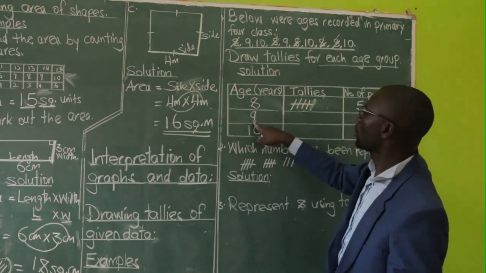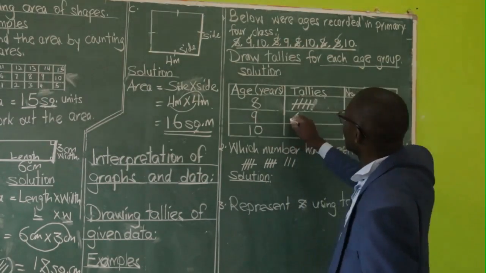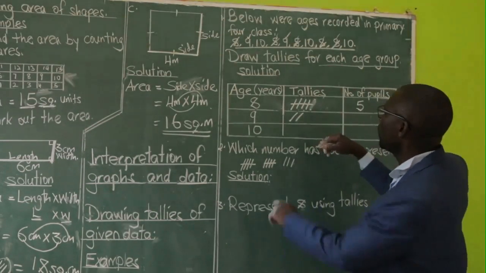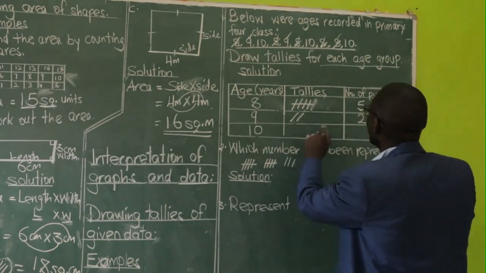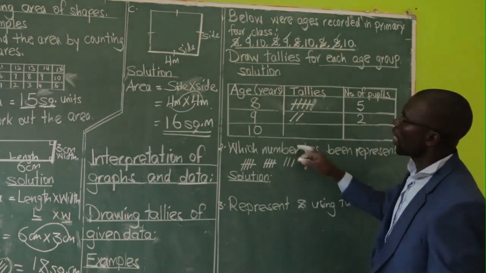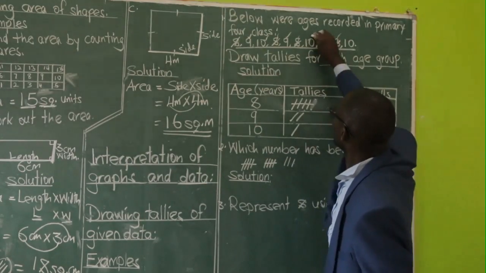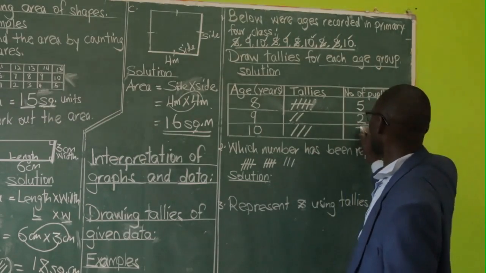So we come to age group 9, we shall come here and say, that is 1, we put the tally, 2. We have only 2 pupils who were 9 years, so we shall put 2 pupils. And then how many were 10? We have 1, 2, and 3. So those were 3.